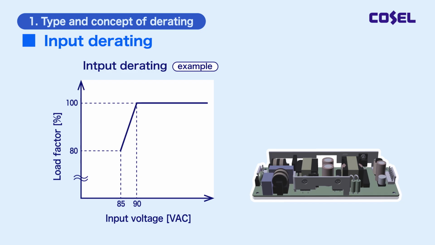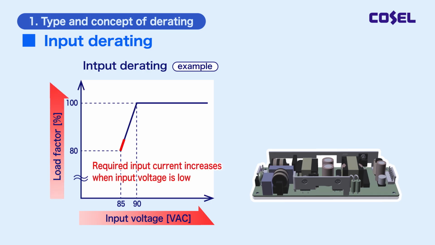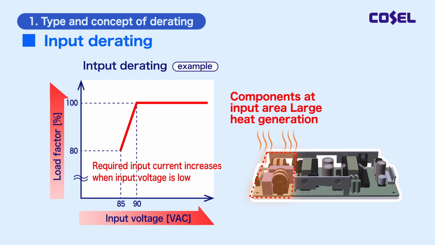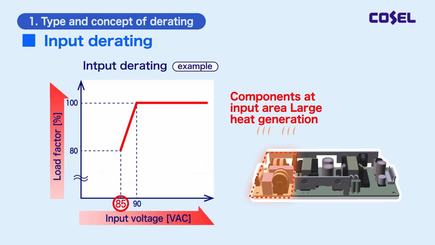The next section discusses input derating. Input derating is represented by a graph with input voltage on the horizontal axis and load factor on the vertical axis. The required input current increases when the input voltage is low. Therefore, the available load factor is smaller due to increased component electricity losses and heat generation at the power input. In this case, when the input voltage is 85 VAC, it is necessary to use the device at no more than 80% of the rated output current.